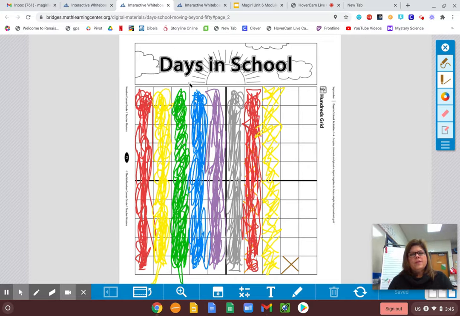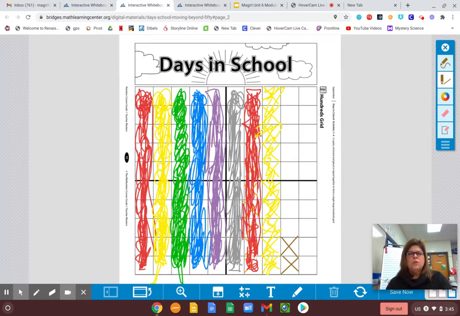We also are going to count how many days we've been in school. Let's count all of these groups of 10 by tens. We have 10, 20, 30, 40, 50, 60, 70, 80. And one more, 81. So let's add one for today. And that means today is 82 days now that we've had school.